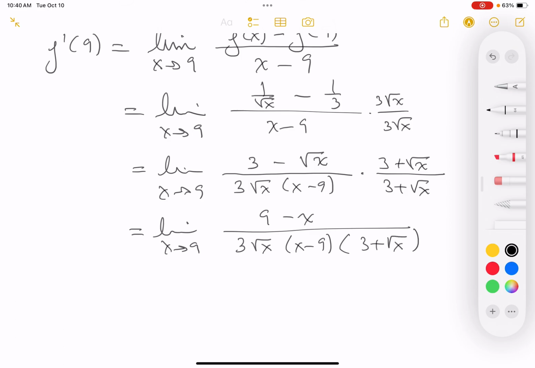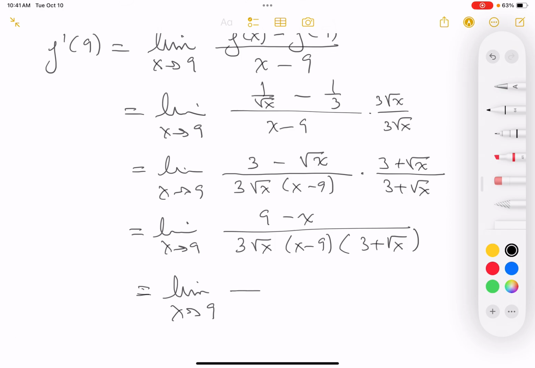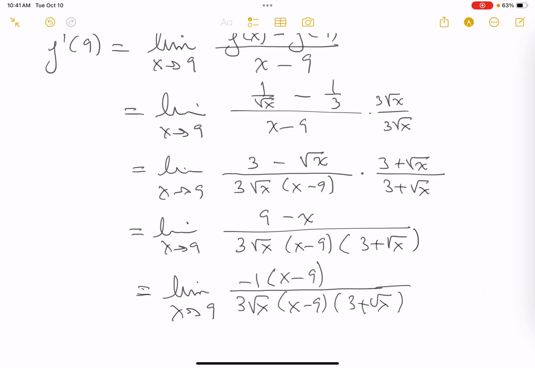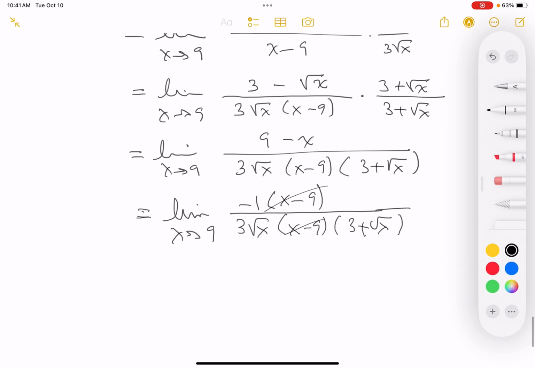Wow, this looks complicated. So what I'm going to do is, on top, I notice that the order's not right, so I'm going to factor out a minus 1. And that would be x minus 9 now. What do you get here? 3 root x. Well, x goes to 9, but it doesn't touch 9, so these things are not 0. They cancel off. And I'm left with a much simpler problem now, where I can use limit laws. Minus 1, 3 root x, and then you get 3 plus the root of x.